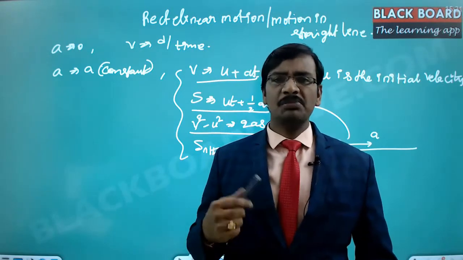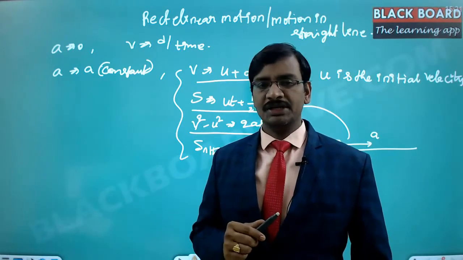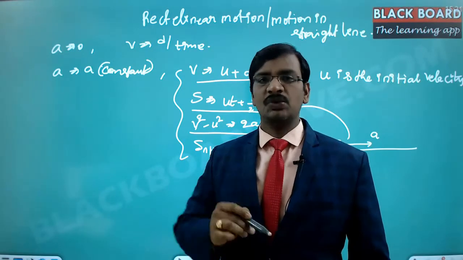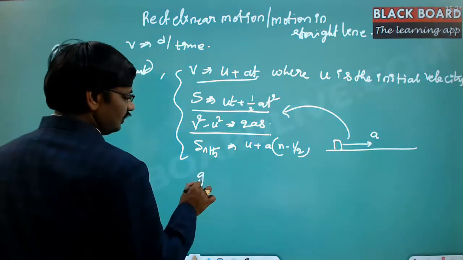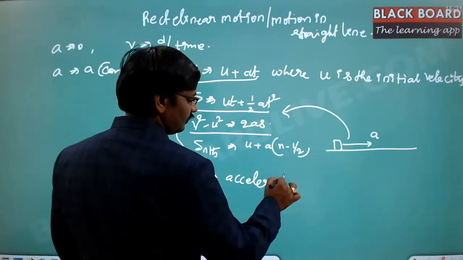That means there is some kind of acceleration that is acting on the ball. And that acceleration is due to the ground. So that's what we call acceleration due to gravity. That is usually represented with g. So this is acceleration due to gravity.